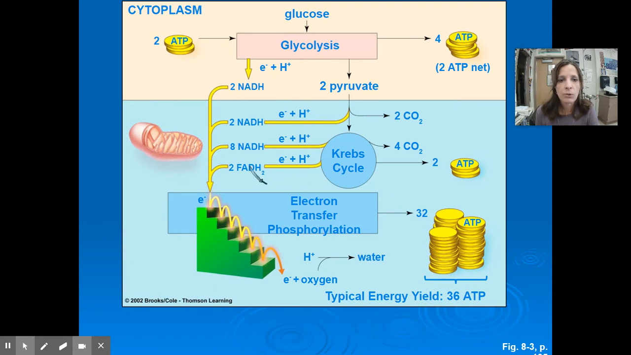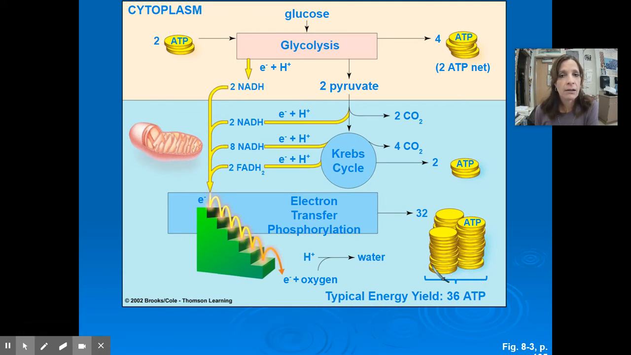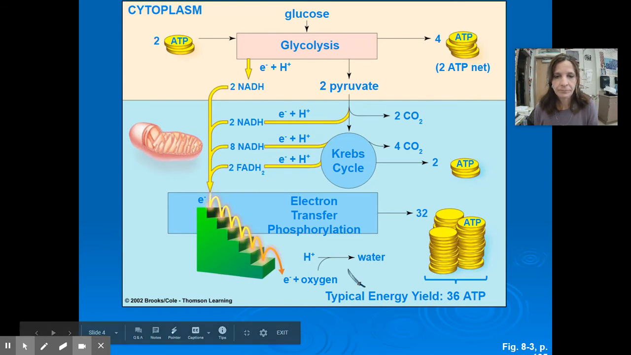It's not important that you know the numbers of all of these different chemicals. You need to know that they're produced and their function. You also need to know that this electron transport chain is the moneymaker. It's what makes all the ATP, or almost all of the ATP, that we get out of a single glucose.